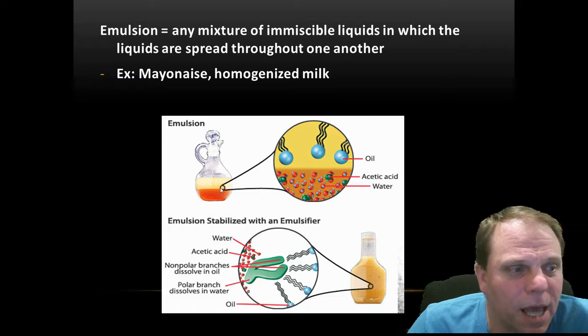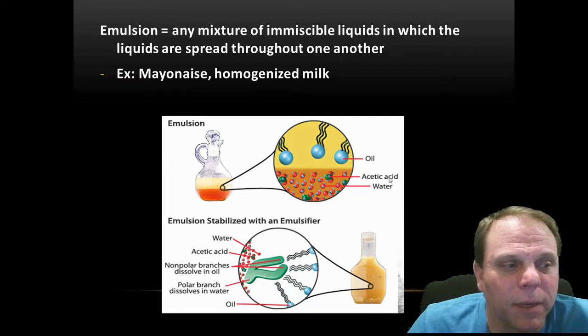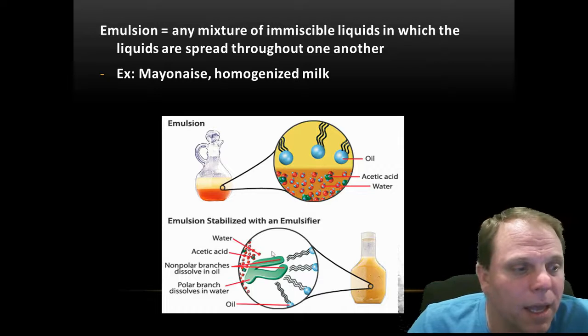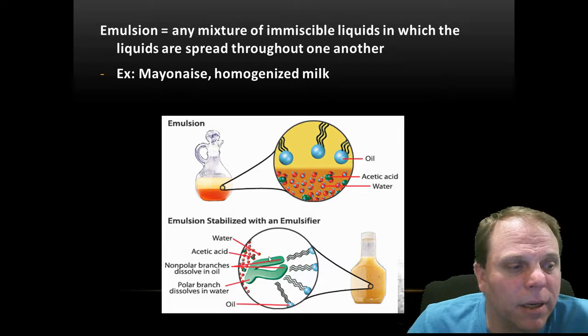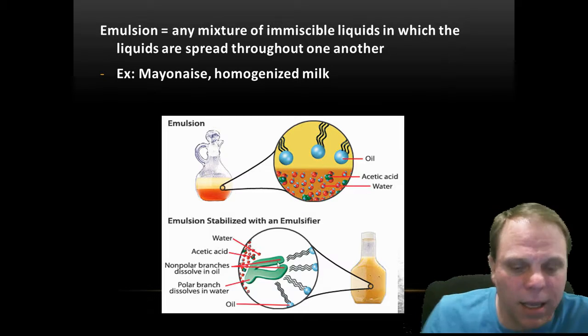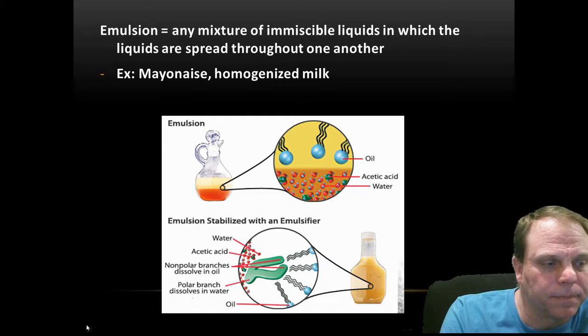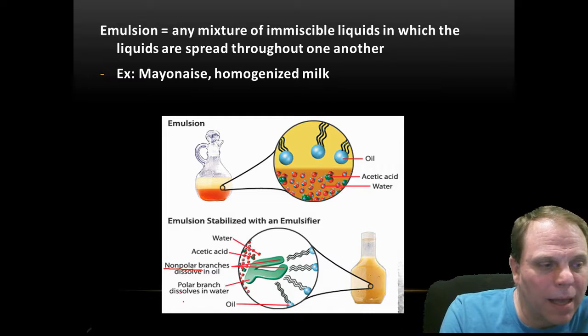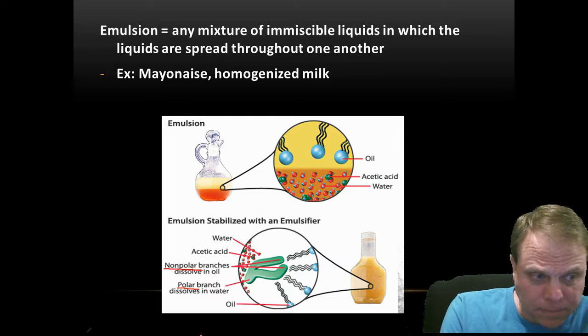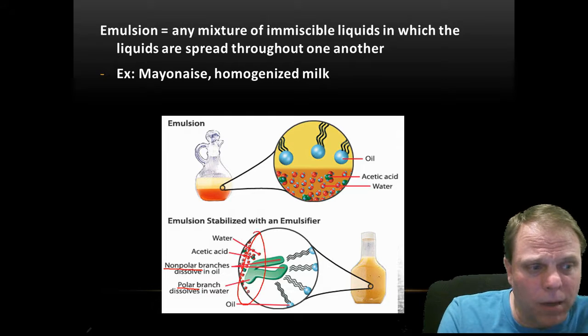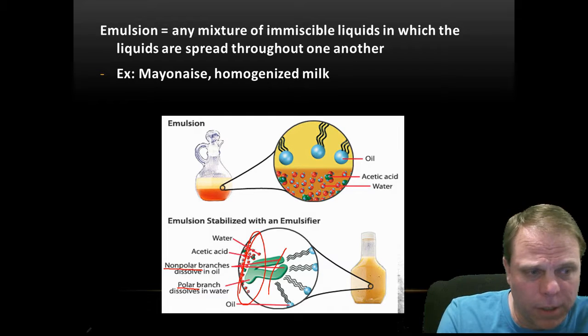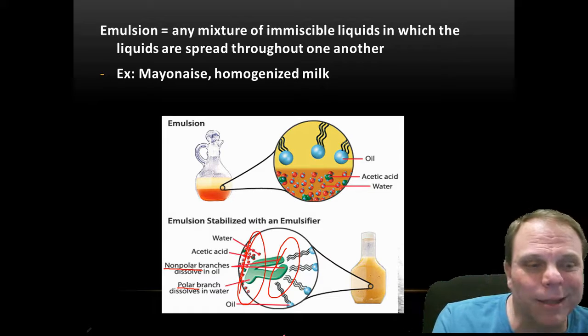Here in this case, you can see we have this oil and water separation, and there's acetic acid in between. Okay, so that's the vinegar, right? Acetic acid is another name for vinegar. And so these guys are staying separated. But what happens if I put a chemical in here, and this chemical has a nonpolar component, and it has a polar component? Well, the polar component is going to be attracted to all the water molecules. The nonpolar component is going to be attracted to the oil molecules. And so when you do this, you can actually get them to stay together.